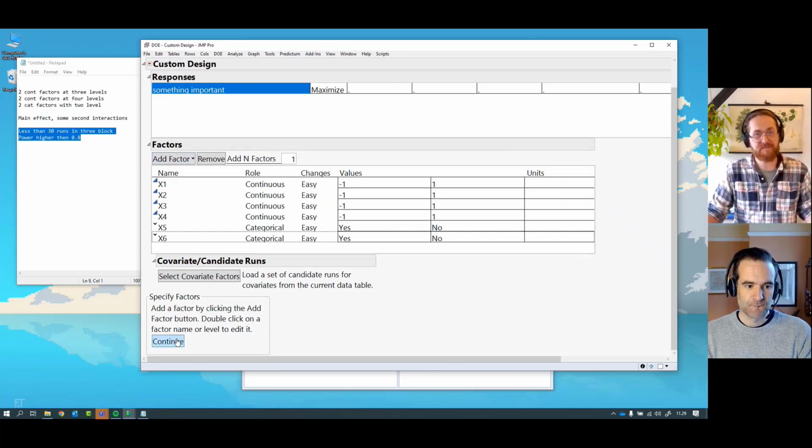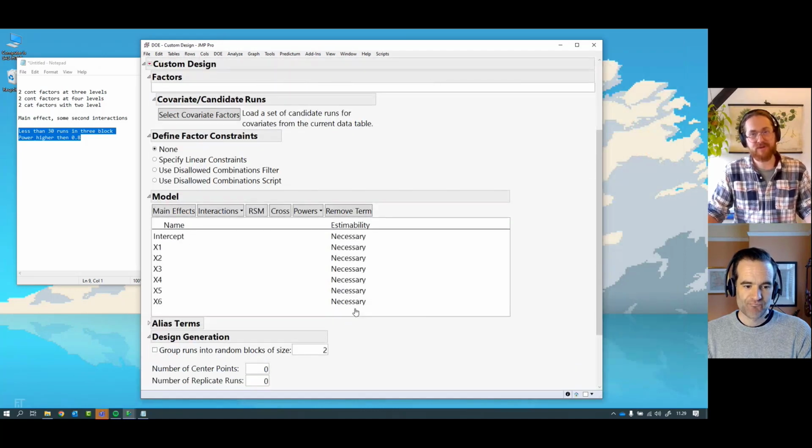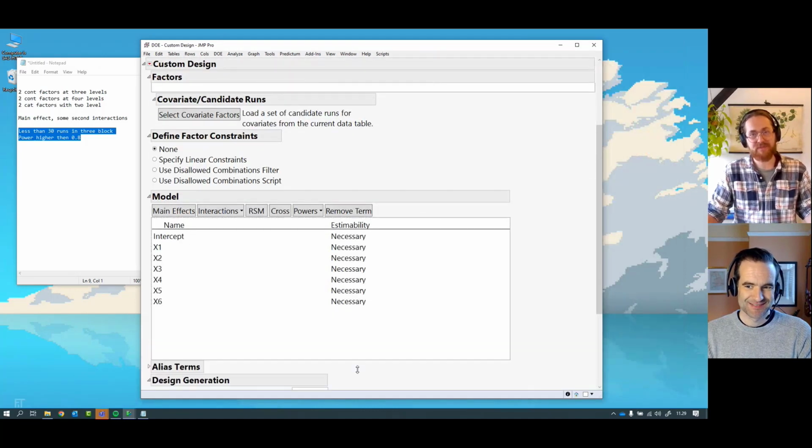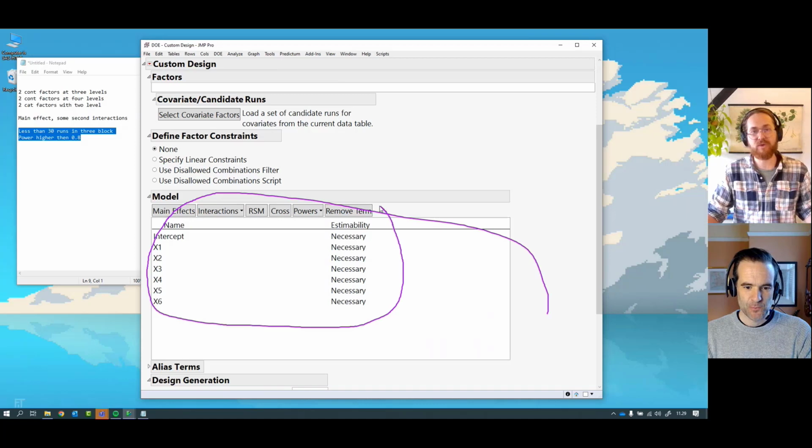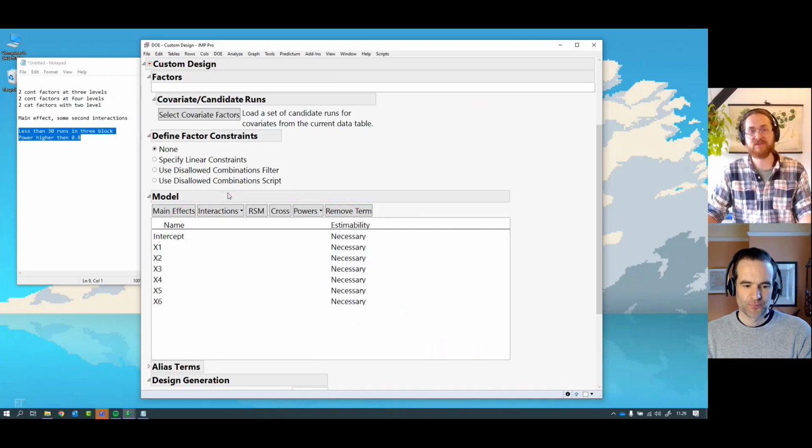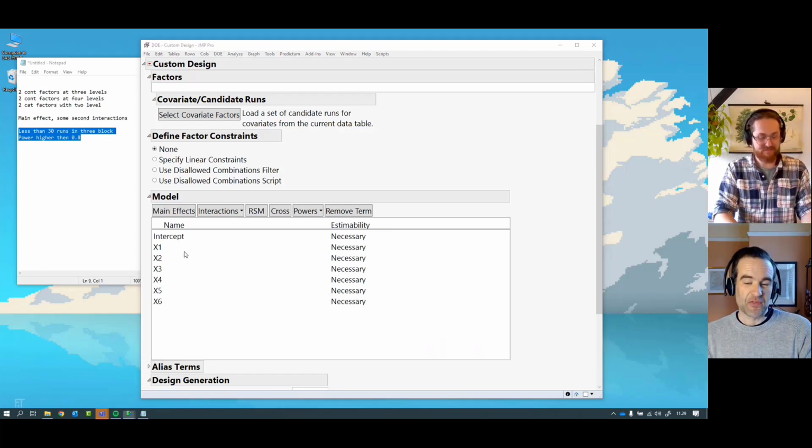So if I hit continue, this is a place where I get a lot of questions like, what is happening here? The way I try to explain this is what you're looking at is the equation you want to define with the design of experiment. Right now, this equation has a y, then an intercept, and then 6 main effect factors. Is that correct? Yeah, this is the default model.